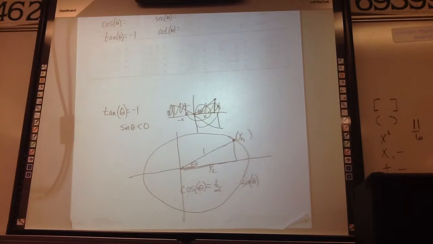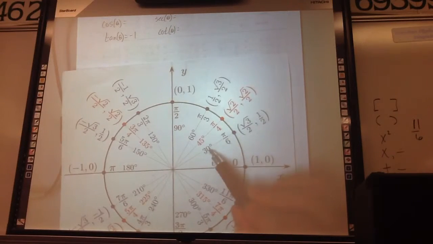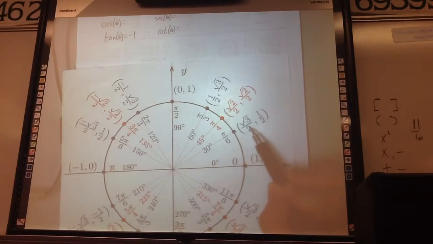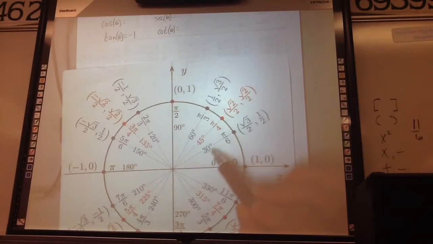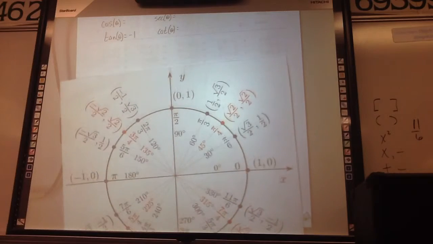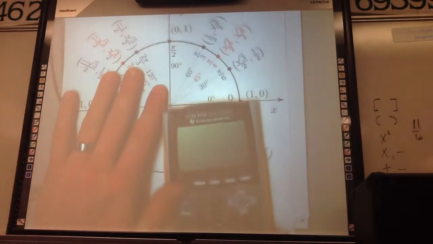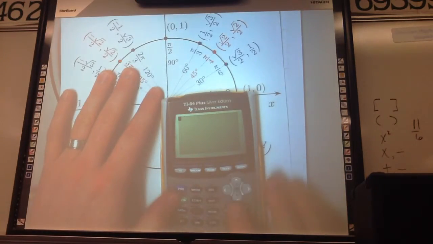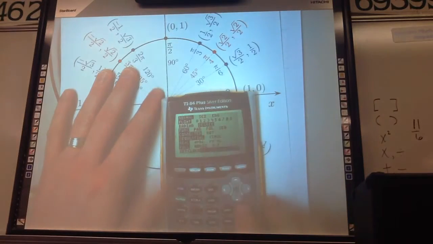So when you're looking at these, the cosine of 30 degrees is √3/2. The sine of 30 degrees is a half. And the tangent would be 1/2 over the square root of 3 over 2.